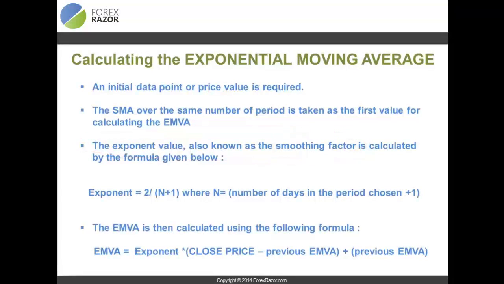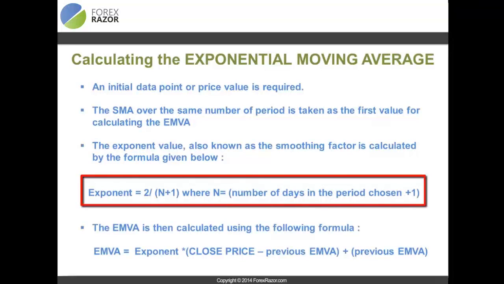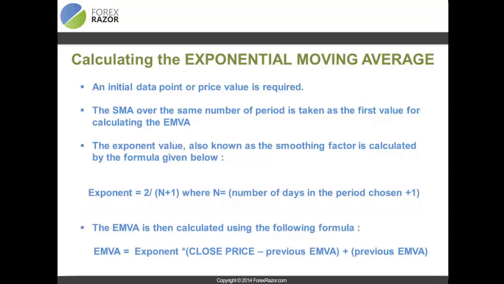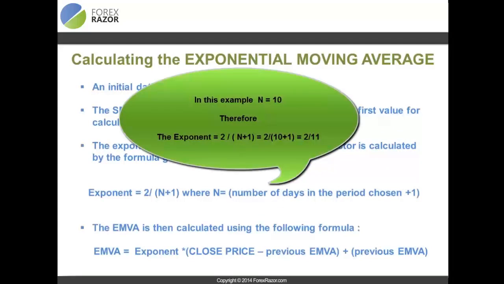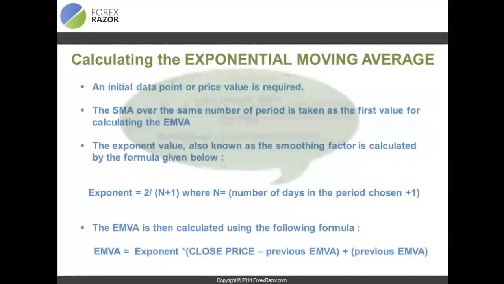The formula to compute the exponent or the smoothing factor is 2 divided by n plus 1, where n is the number of days in the period. So in our case, since we are considering the moving average over a 10-day period, n is equal to 10, and therefore the exponent would be 2 divided by 10 plus 1, which is 2 divided by 11.